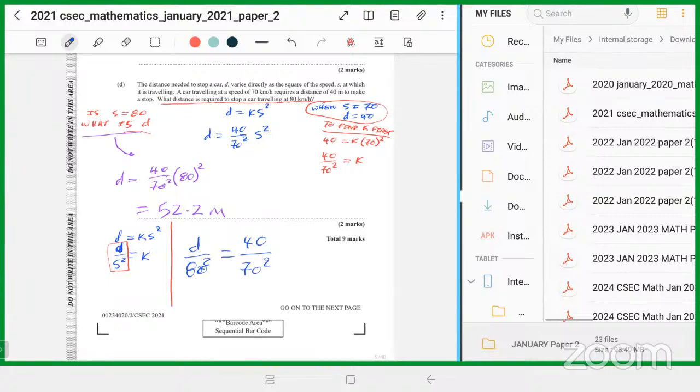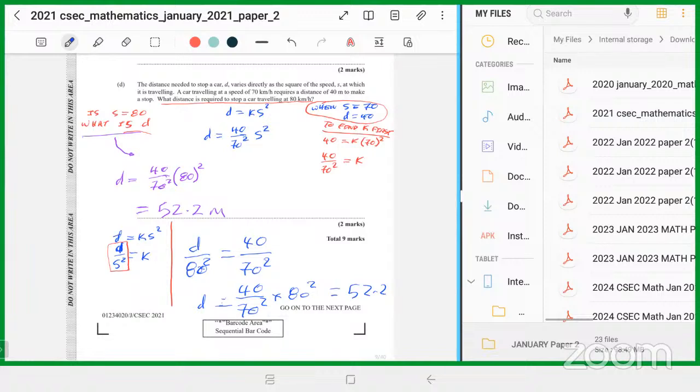So you come back to the same equation in the answer. All I have to do now is take this 80 squared and multiply it across here. So you come back to the same thing in the end, and I did not calculate the value of k. I did not focus on getting k from it. Down here, D will be equal to 40 over 70 squared, just the same, and then this 80 squared multiplied here. So I put times 80 squared. I get the same answer, 52.2.